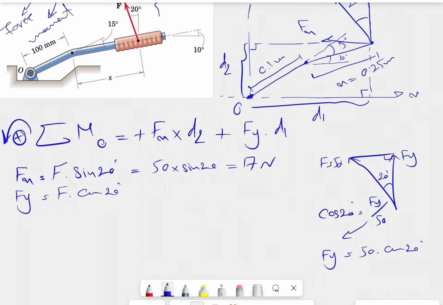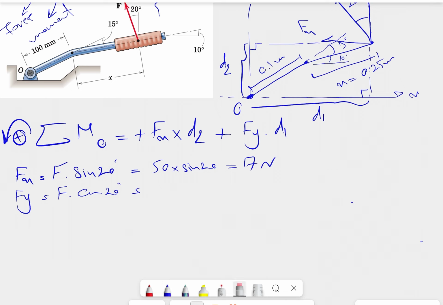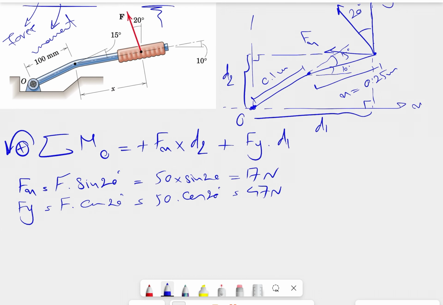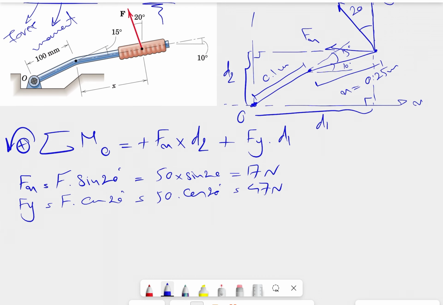And same scenario for Fx. The only difference is the Fx will have the sine of 20, which is Fx over 50, and we'll get these two. Now I'm just going to clean this up. So if we calculate the Fy, we'll get 47. So we'll have 50 times cosine of 20 degrees, and this will be 47. So we found Fx and Fy in our moment equation. We just have to figure out the D1 and D2.